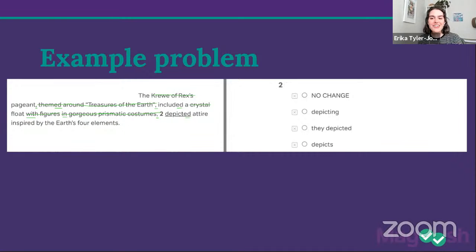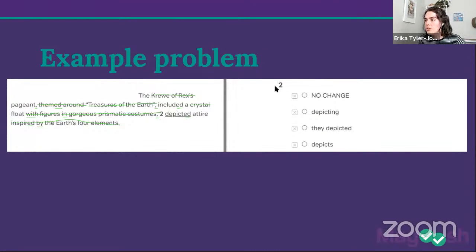Yeah, we can literally cut the whole thing. Inspired, -ed, is describing the attire. The attire is inspired by, preposition, the Earth's four elements. Gone. Holy moly. Okay, so this sentence is about as cut down as it can possibly get.